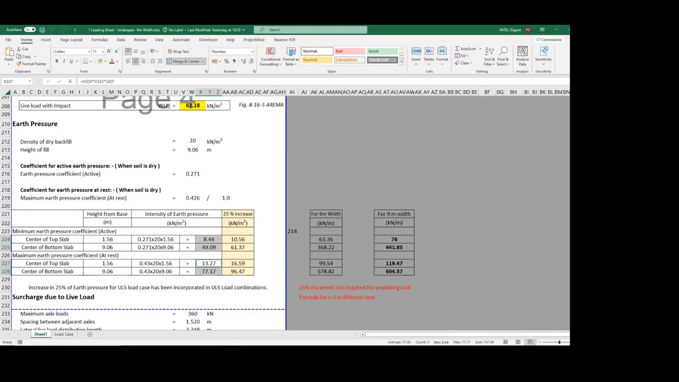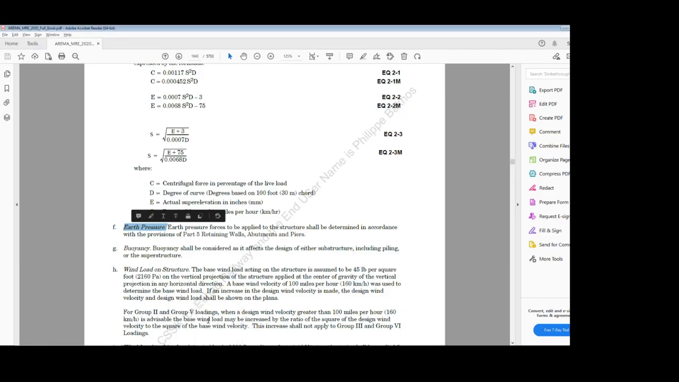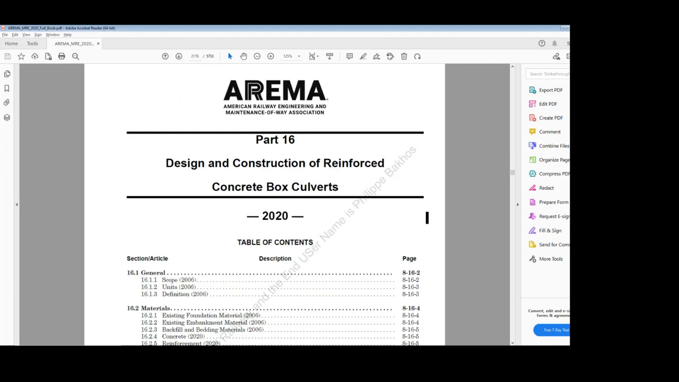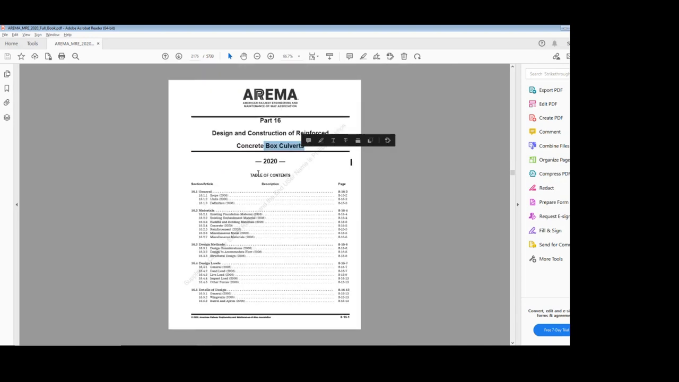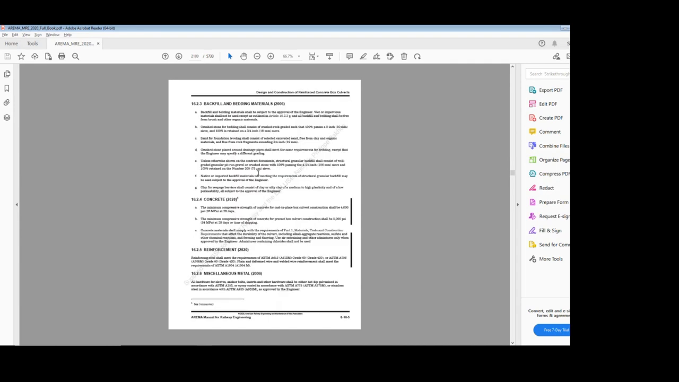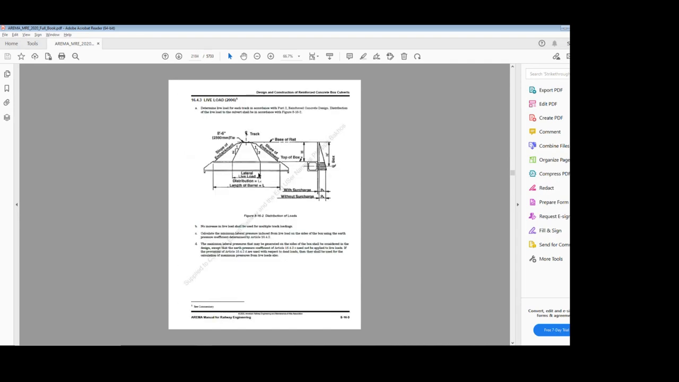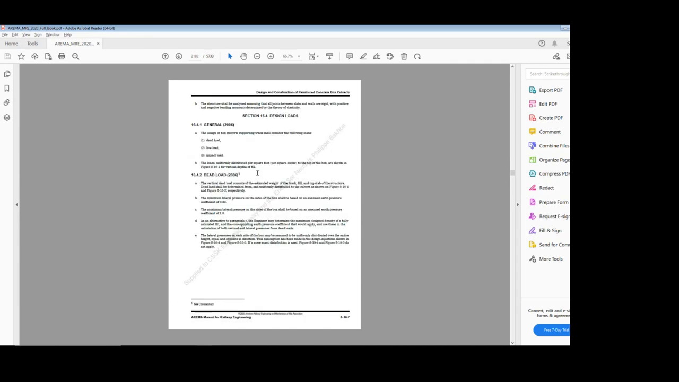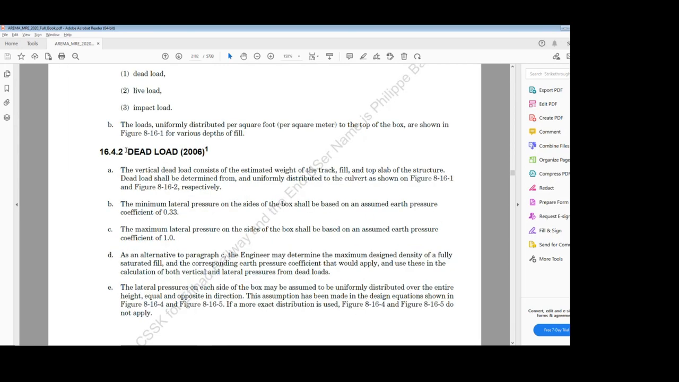Now in AREMA two additional clauses are given. One is for culvert, again chapter 16, this is for concrete box culvert. In dead load, they have given these two clauses, point B and point C.